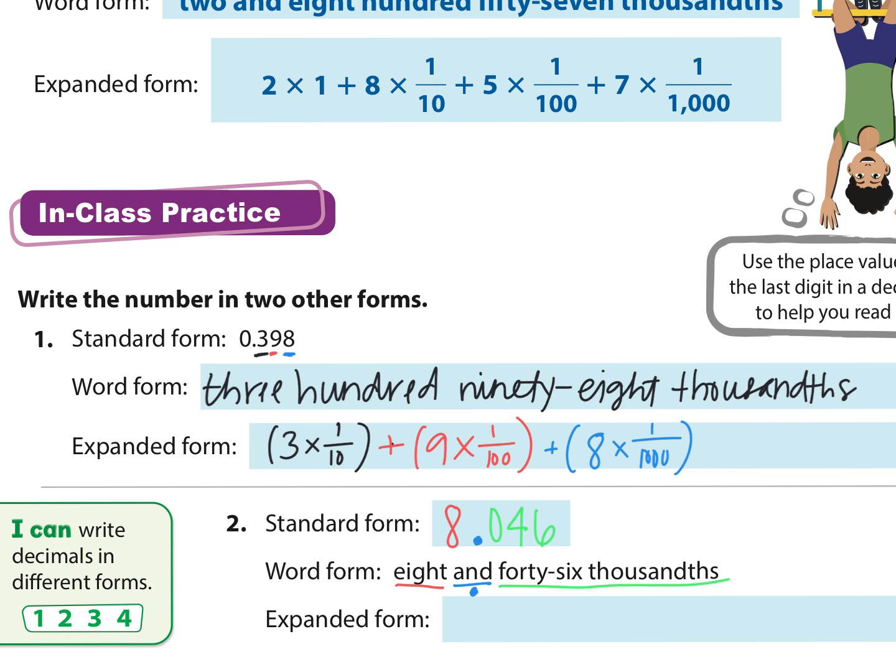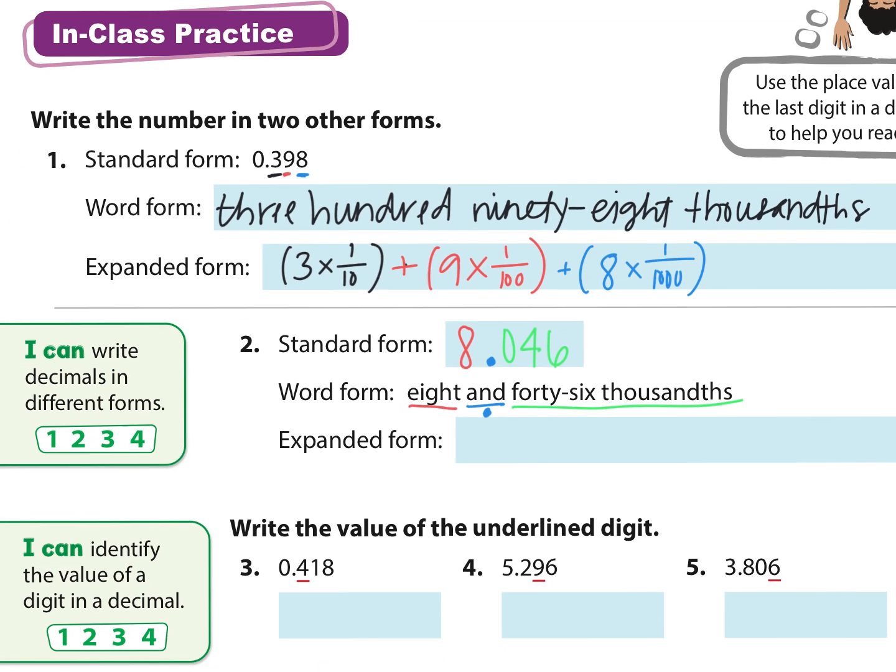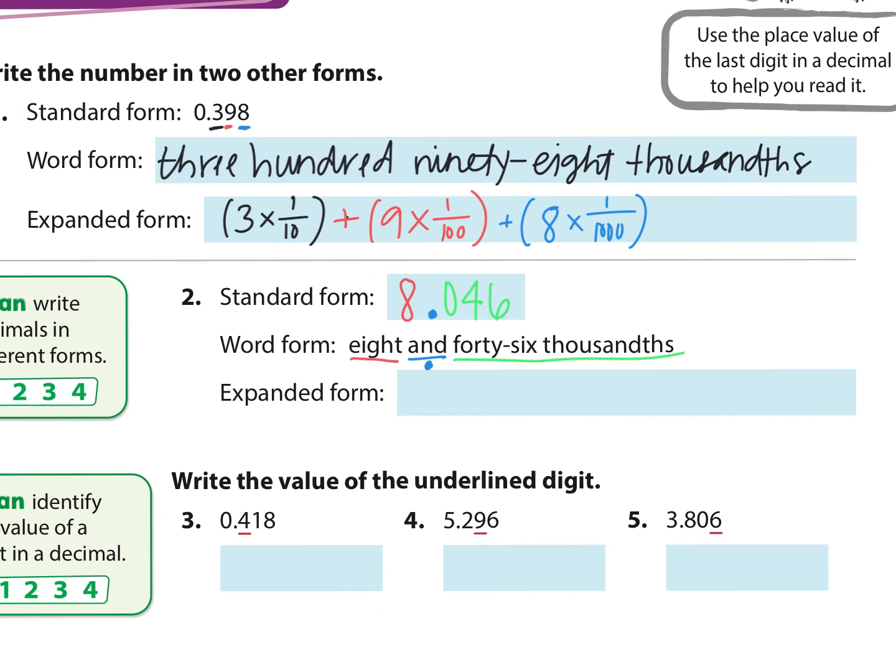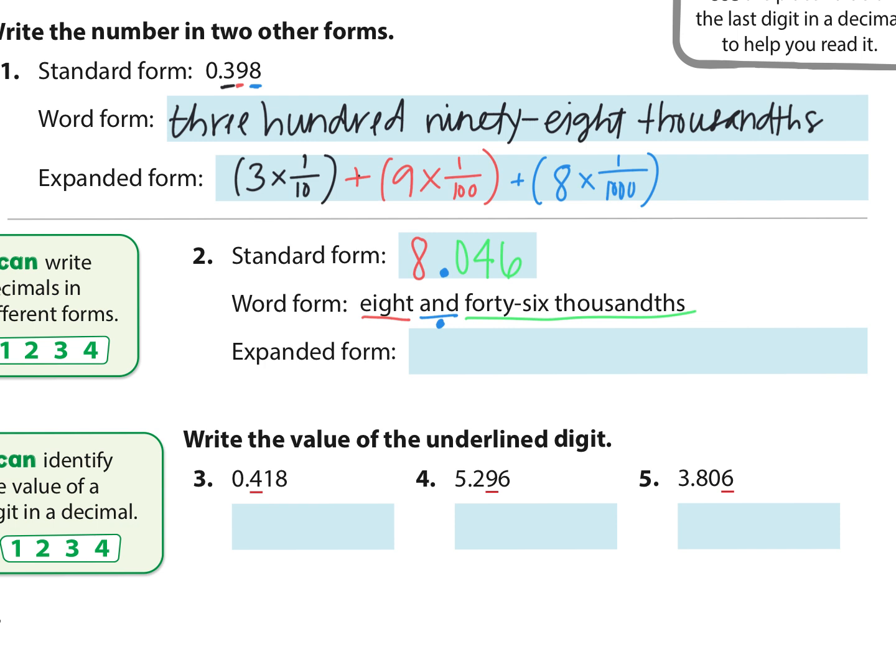All right, expanded form. Do you want to try it and then check it? Okay, try it on your own and then we'll check it. I had somebody ask, do we have to list the 0? You do not. If you don't have a digit in that place, you can leave it completely out. Do you think it'd be okay to add it in? You could, but you don't have to. You can just leave it out completely.